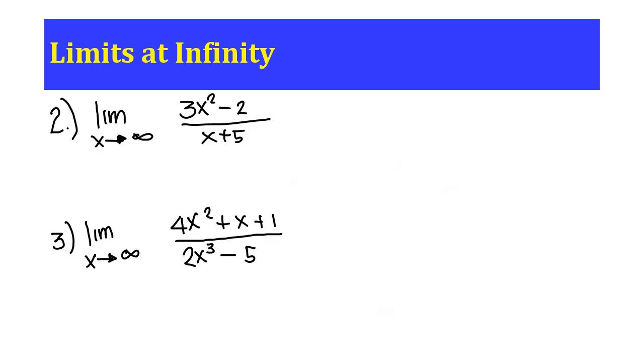Okay. Example number 2. We are asked to evaluate the limit of 3x squared minus 2 all over x plus 5 as x approaches positive infinity. Following the rule, we have to divide all terms by the highest power of the denominator, which is x. So we have 3x squared over x minus 2 over x all over x plus 5 over x.